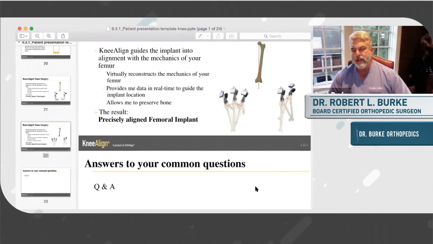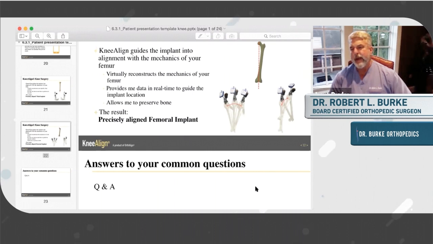The two main advantages of the Neoline system are that the reproducibility of the cuts are extremely high, and compared to standard instrumentation that is used for doing total knee arthroplasty, there has been a significant improvement in the accuracy of the bone resections utilizing the Neoline system as compared to standard instrumentation.